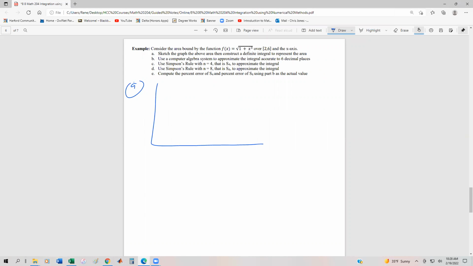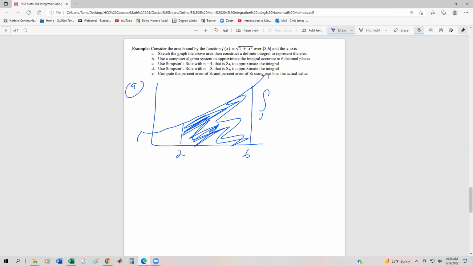We have our function that looks something like this. It's kind of linear. Let's say this is 2 and this is 6, and then it's going to do a behavior like this. But the area that we're interested in is right here. The integral is pretty easy: from 2 to 6, square root of 1 plus x cubed dx. And then finally the approximation, which is at 33.